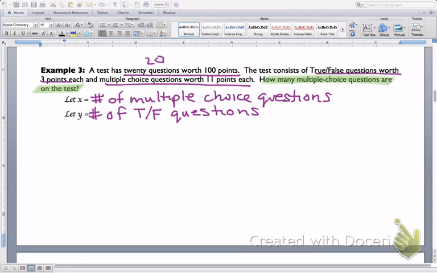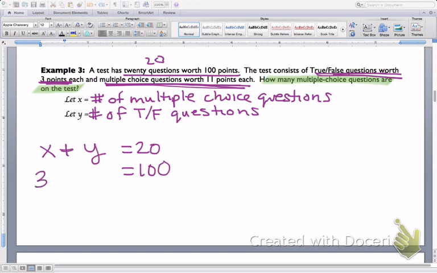So now that we have our variables set, we are going to go ahead and write out our system of equations. So let's start off with our first equation. We know that there's a total of 20 questions, and we also know that there's a total of 100 points for this question. So the first equation is going to be with the total types of questions. These 20 questions consist of both multiple choice plus true-false questions, which equal a total of 20. For the bottom equation, we know there's 100 points on the test, and we know it comes from 3 points for true-false and 11 points for multiple choice.